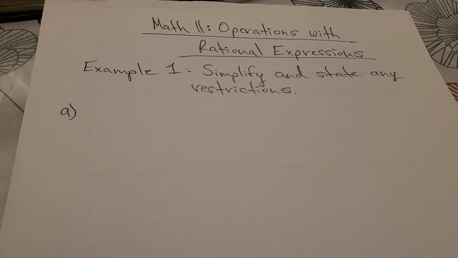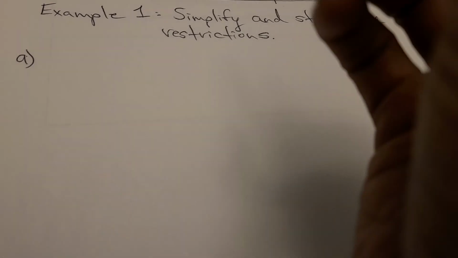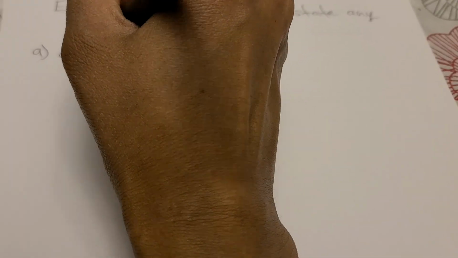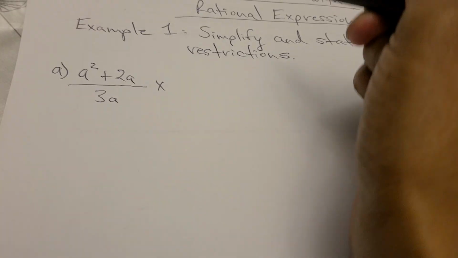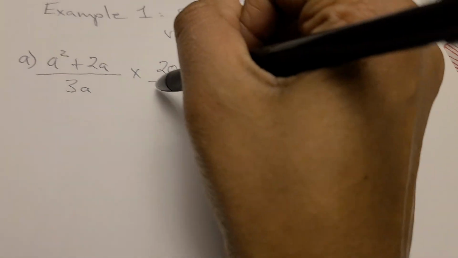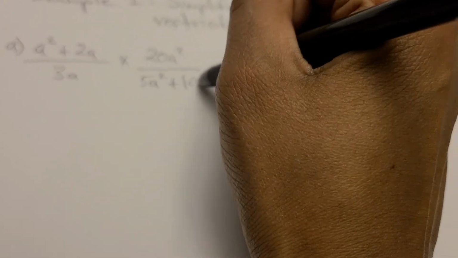We're gonna go to example 1 here. All right, so example 1 says simplify and state any restrictions. And let's try the first question. It says a squared plus 2a over 3a, times 20a squared over 5a squared plus 10a. And we're going to try questions where you actually have to do some factoring.